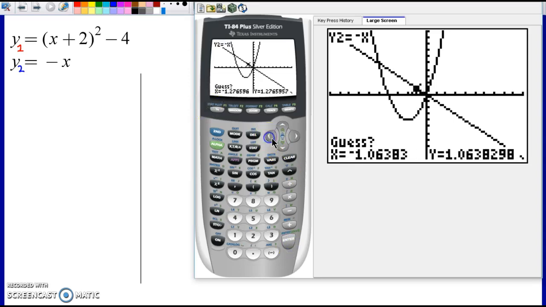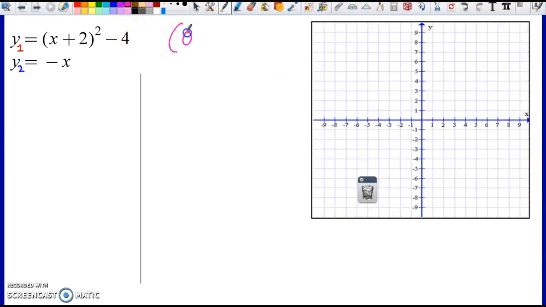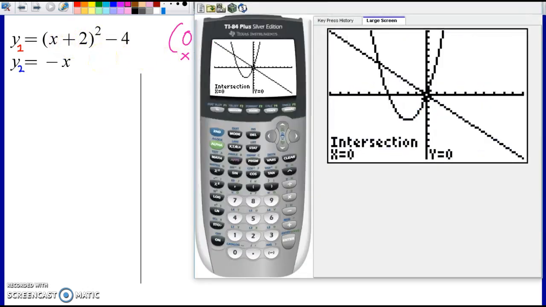Now I can move my cursor left and right to guess where I think it intersects. Do you see on the screen where my little X cursor is blinking? I can move it closer to where I think it's intersecting. I think it's intersecting right at 0, 0. So I'll hit enter. And sure enough, the intersection is at 0 on the X and 0 on the Y. So I know for sure that one answer to this equation is 0, 0. That's one answer to this system. That would make both these equations true at the same time.